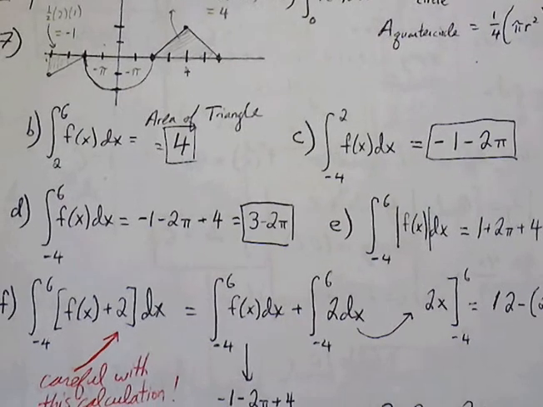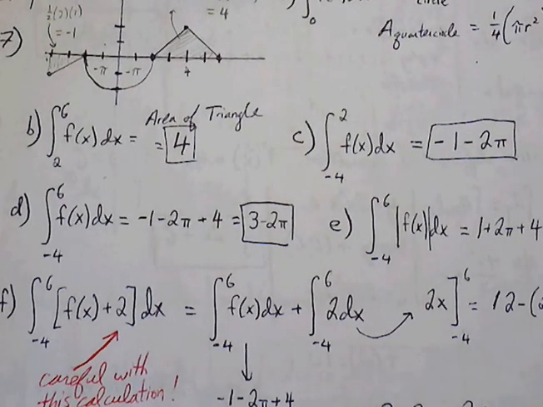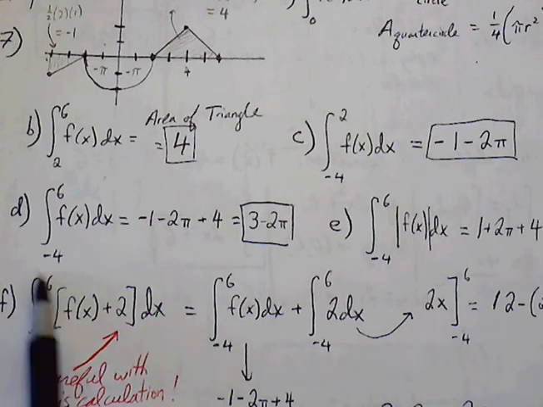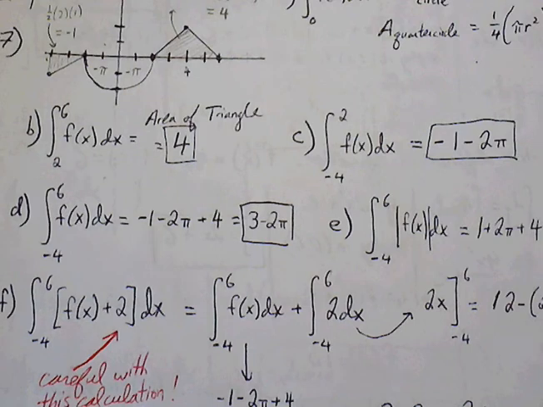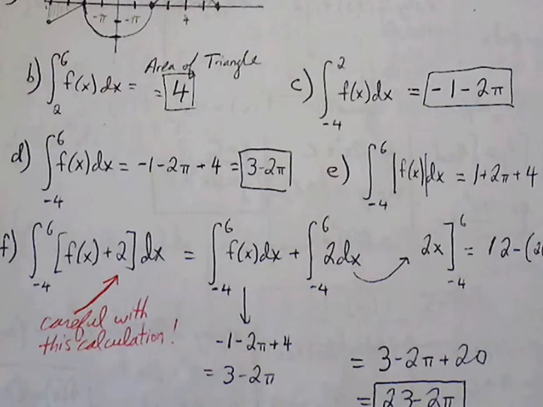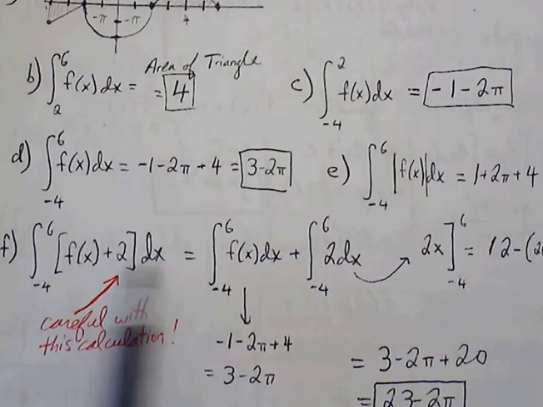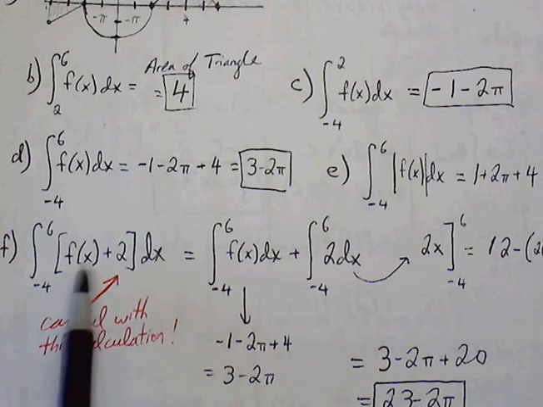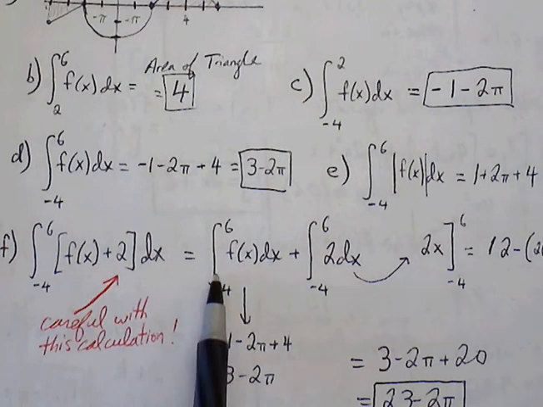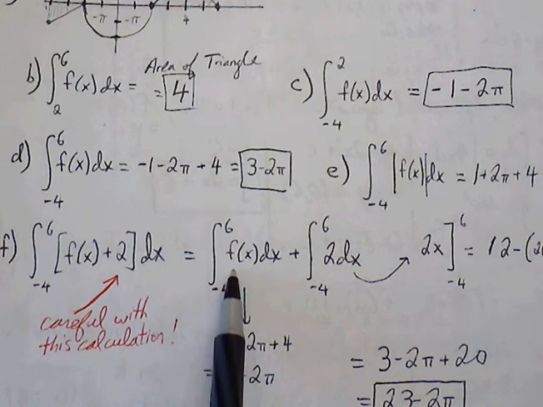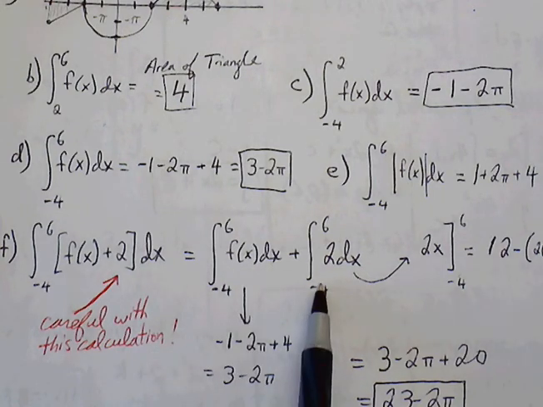Okay, part F, find the definite integral from negative 4 to 6 of f of x plus 2. We have to be careful here because this plus 2 is inside the definite integral notation. So first, I'm going to treat this like two separate problems: the definite integral from negative 4 to 6 of f of x, and also the definite integral of 2 dx from negative 4 to 6.